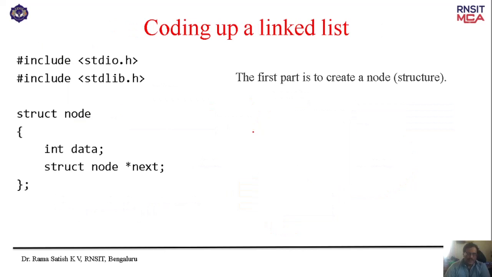Now, coding up a linked list. We have to write the code. First thing, if you want to write the code for a linked list, remember, first create the node structure. How to create the node structure? Struct node, integer data, and struct node next. Next is a pointer, data is the actual data. This is a structure, so you create a structure for the node first.